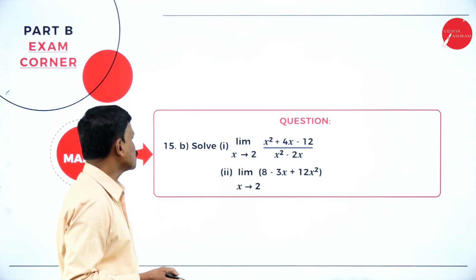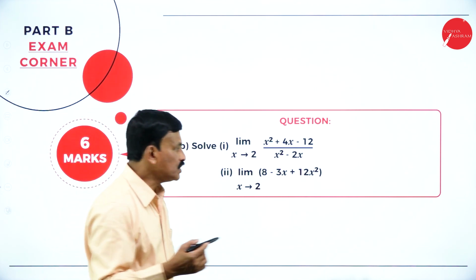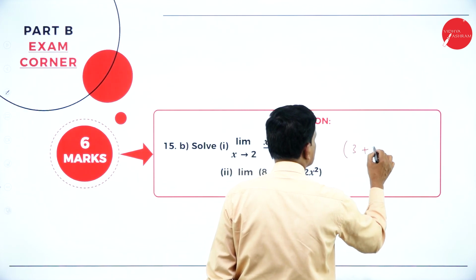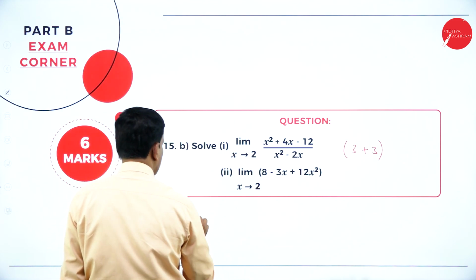Second one, limit x tends to 2 of 8 minus 3x plus 12x square. This is a question of 6 marks, so each carries 3 marks. 3 plus 3, that's equal to 6. Now here the first one, what is the first problem?